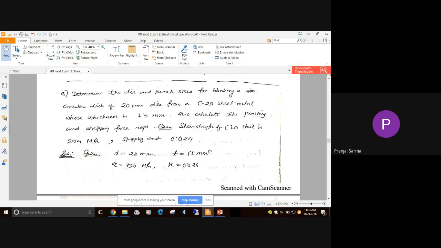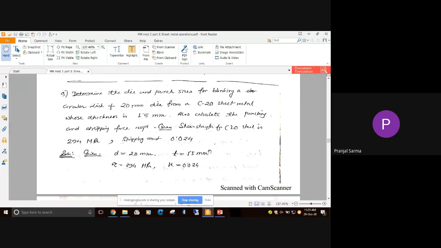In the last class we have also seen how blanking and piercing are similar and how they are different. You can say which particular part becomes the workpiece and which becomes scrap in this particular type of sheet metal operation. You should be able to distinguish them. And what type of forces are involved, those things we already know. We also discussed the sizes of die and punch in case of blanking and piercing.